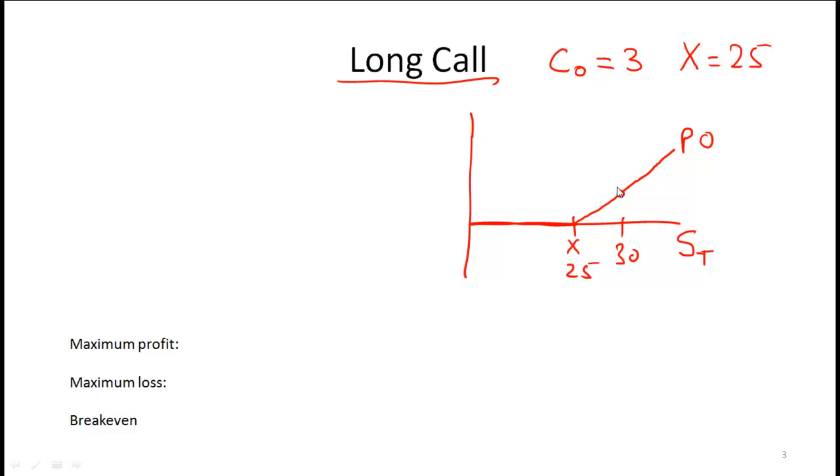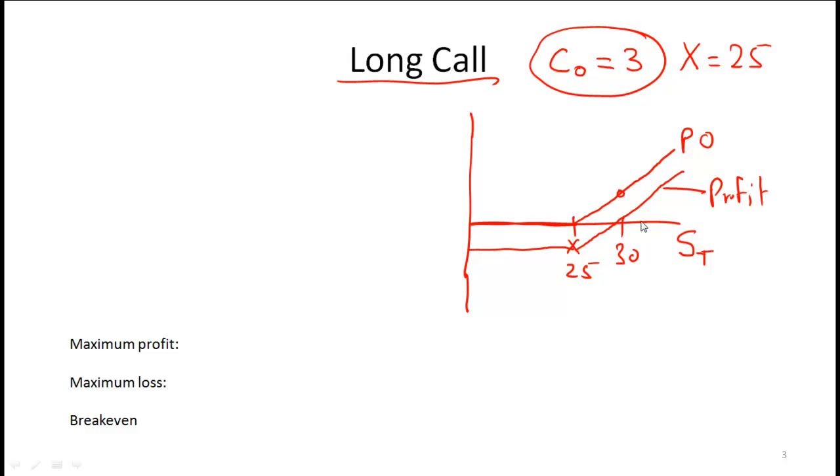But what about the profit diagram? Remember, you paid an option premium of 3. So to come up with your profit diagram, you simply need to subtract 3 from the payoff. It is straightforward. You can simply have something that looks like this. So this is your profit diagram for a long call.